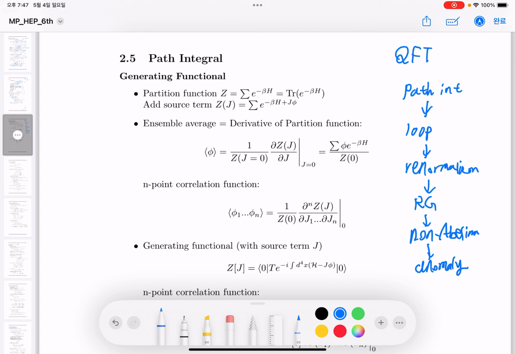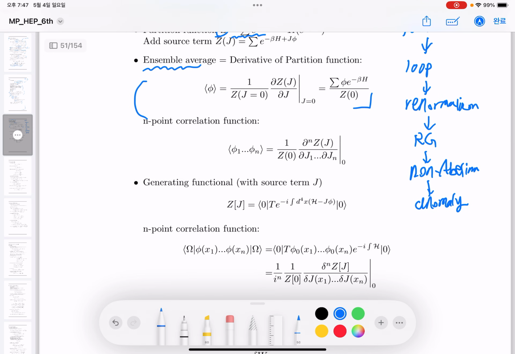So in the previous video we discussed the field quantizations and the Feynman diagrams, but there is another formulation, which is the path integral. There are some similarities to statistical physics, the so-called partition function or generating function. We can define that as a partition function, a summation of all the Boltzmann factors, and the ensemble averages can be obtained by the derivatives of that partition function, all the n-point correlation functions.